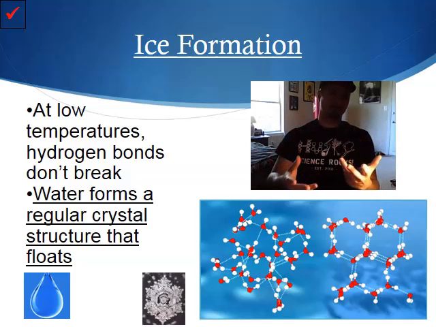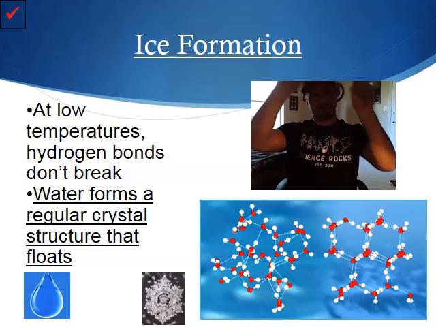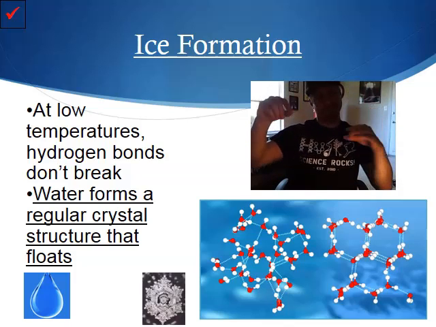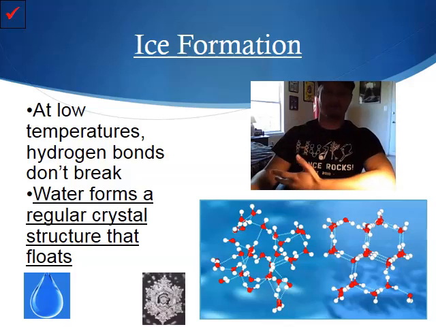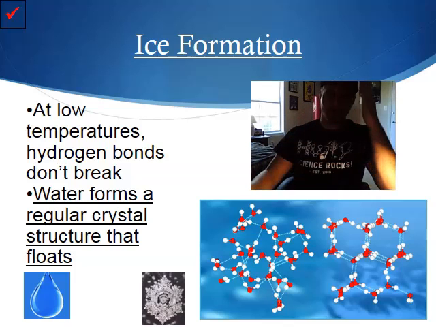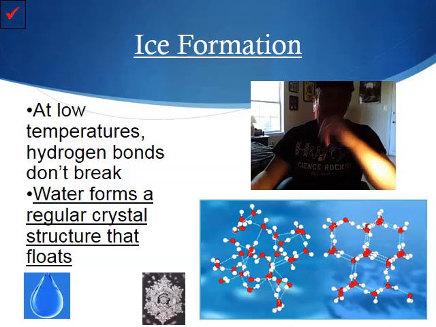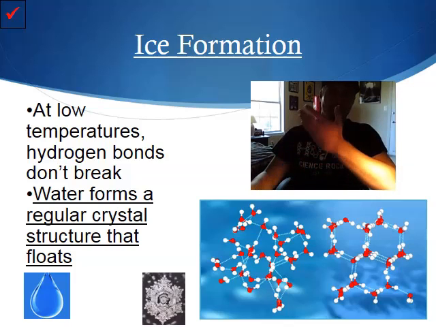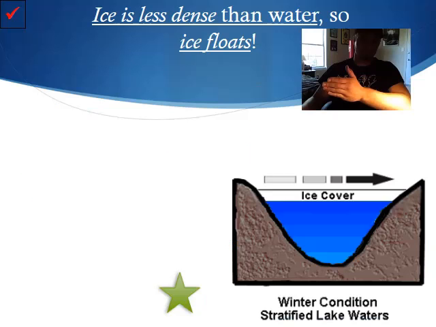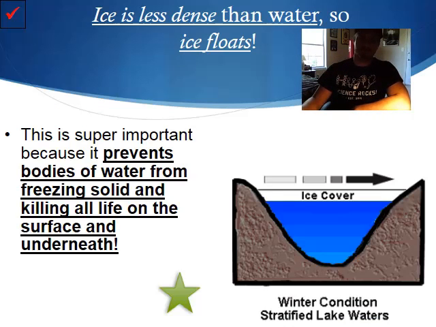Meanwhile, in the solid form, in the case of ice, the bonds that hold these things together, the hydrogen bonds, are going to get extremely rigid, which holds it all in a very rigid crystal-like structure that we call ice. Also, the important thing here is it floats. Ice is less dense than water, so ice floats.